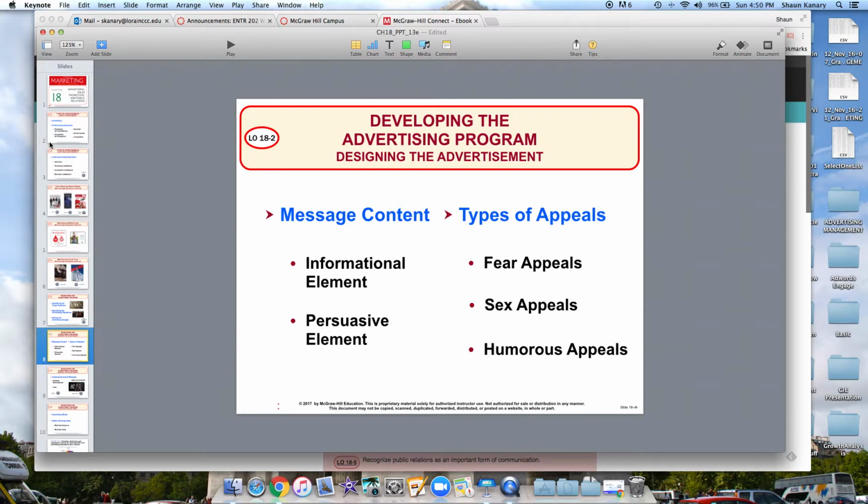Now, when we're designing the advertisement, we have to figure out what type of message content we want. Is it going to be informational? Or is it going to be persuasive? Are we trying to inform the consumer or persuade them to do something? What type of appeal are we going to use? Are we going to scare them into using our product? Are we going to use sex appeal to get them to romanticize about the product? Or are we going to use humorous appeal? Now, there's many different ads out there that you can tell that there's several different types of ways that we can use advertising to help accomplish this.